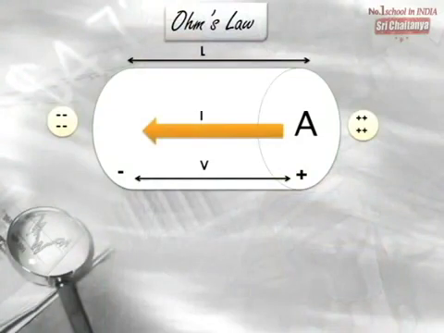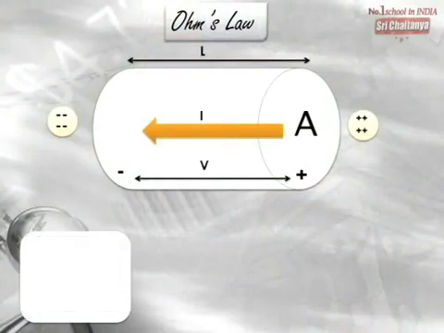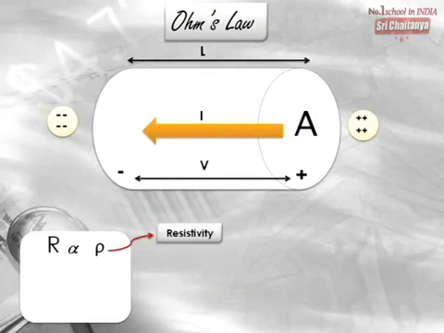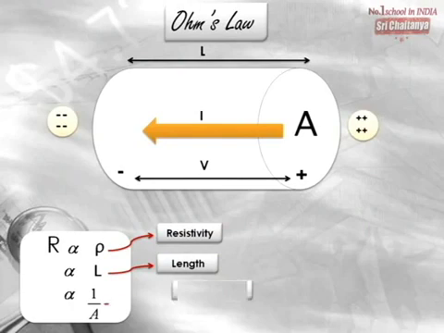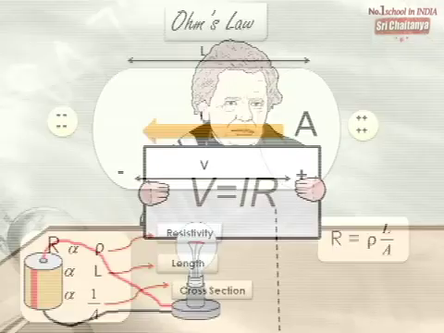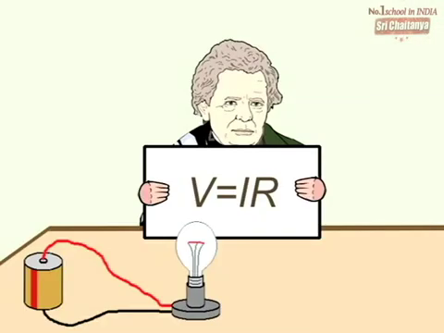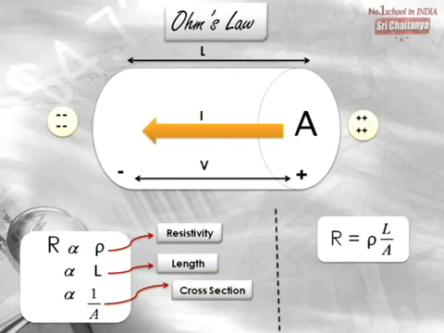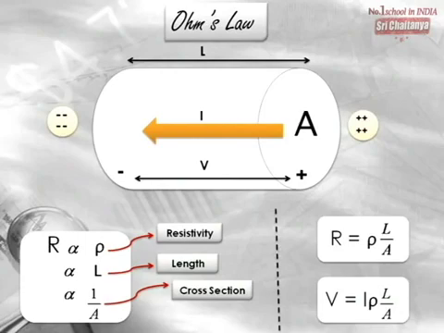So if we sum all this up, R is proportional to the resistivity of the conductor material, which is denoted as ρ. R is proportional to length, and inversely proportional to the cross-sectional area, as decreasing the cross-sectional area increases the resistance. Hence R is equal to ρ times L divided by A. R is quantified in ohms, named after the person who discovered the law. So our V is equal to IR relationship can now be rewritten as V is equal to I times ρ times L divided by A.